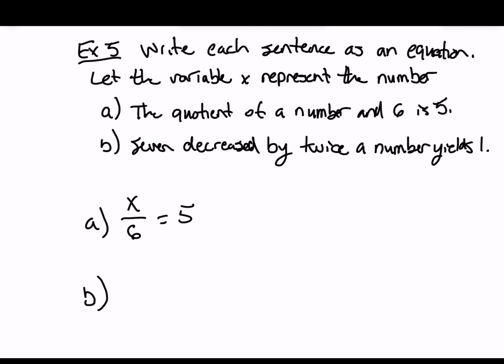In part B, we have 7 decreased by twice a number yields 1. So 7, and then we decrease by twice a number, yields, which is equals 1. So that's our equation in part B.